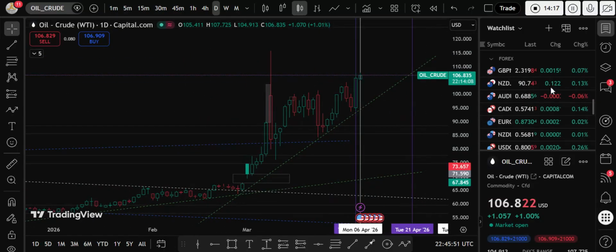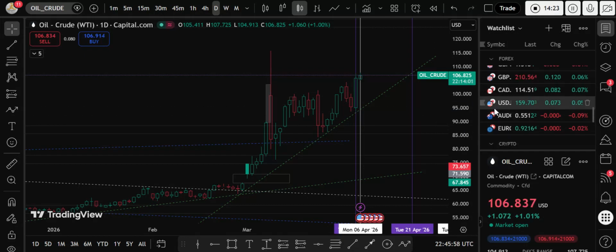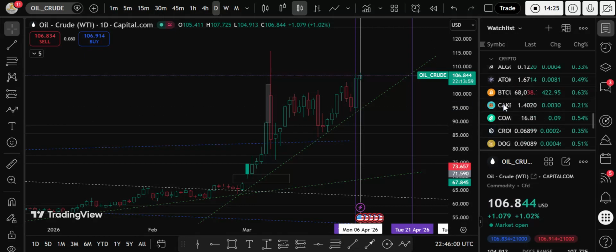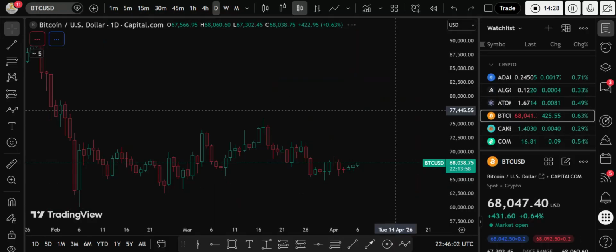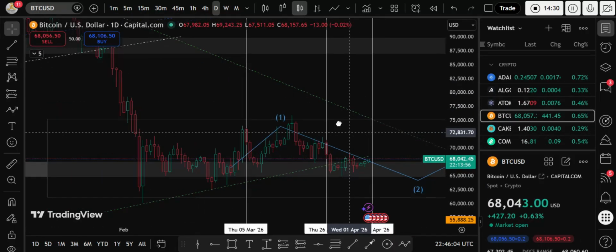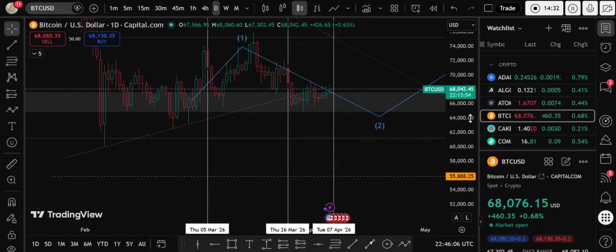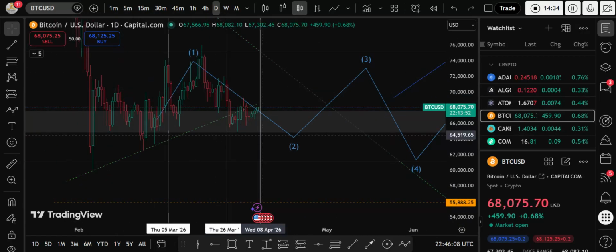Now let me go for Euro USD. I don't know if I've done USD. I've already done USD. So guys, let me look at BTC. Okay, so right now, yes, we've come to. Let me just remove this.